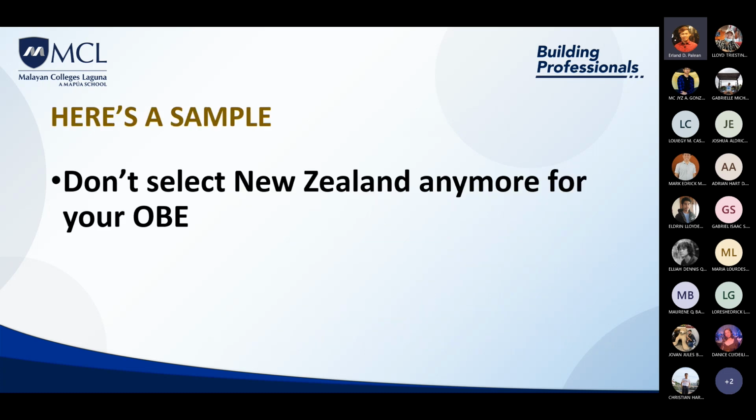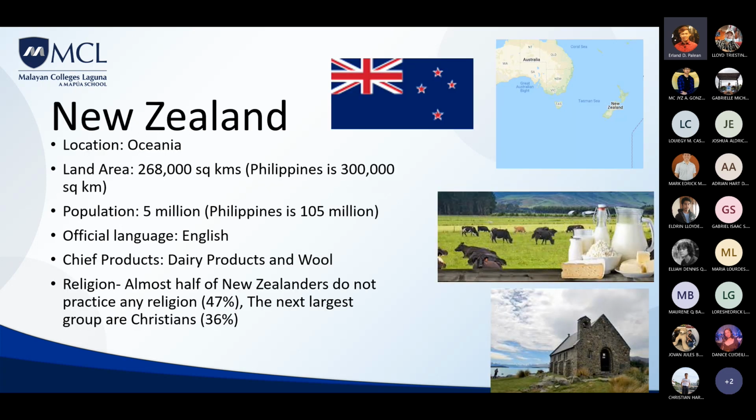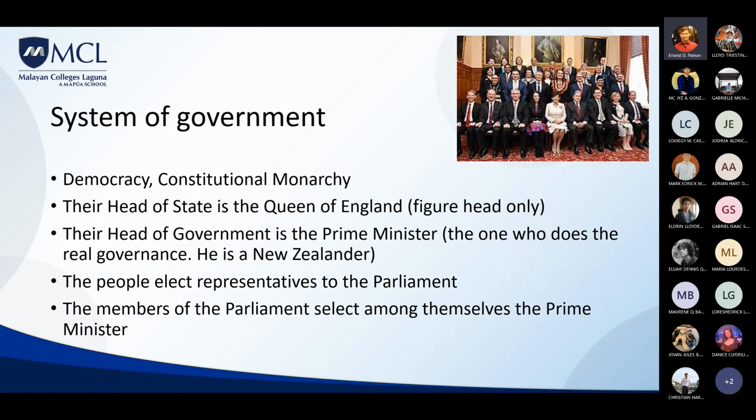Okay, and then here's an example for the midterm OBE for you. So do not select New Zealand anymore because here's the example. So you see here, this is the first slide for New Zealand. One slide for questions. So you will see here the details of New Zealand as a country. So you got the flag, the map, and so forth. And then you have the system of government. So you see here the example of the system of government, and I would be looking at this in your submission.